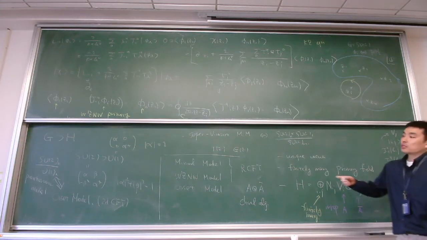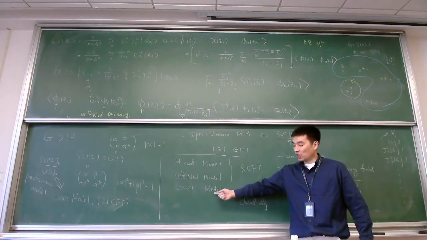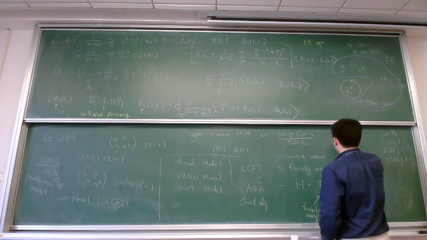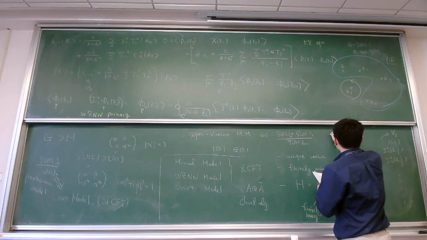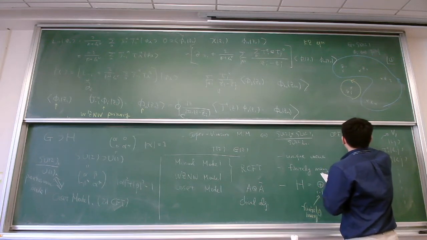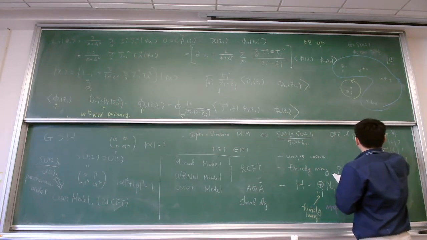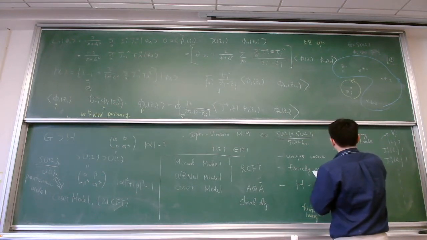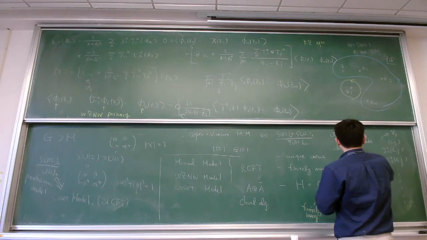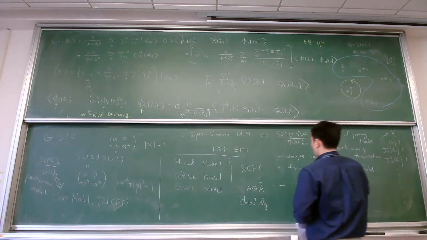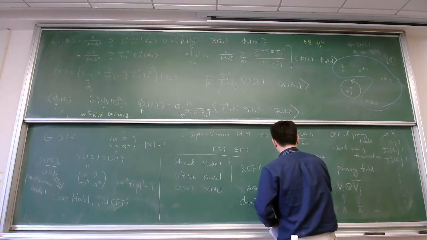All these minimal models, the Wess-Zumino-Witten model, and the coset model satisfy this property. I forgot another property: the OPE of primary fields is closed among themselves. So this is property 1, 2, 3, 4.